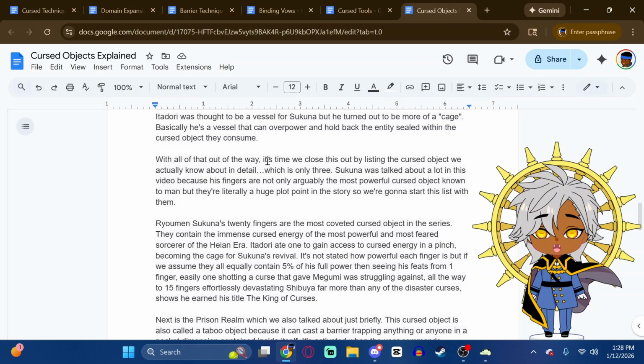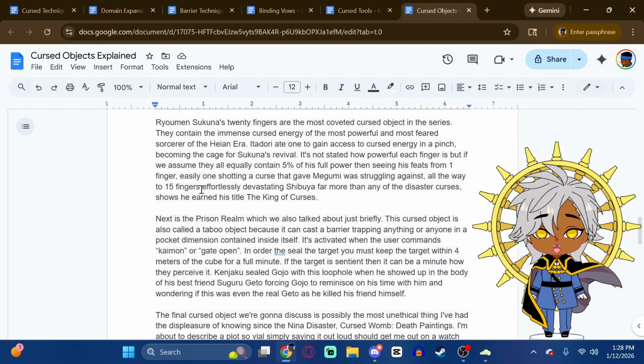So with all of that out of the way, it's time to close this talk about cursed objects and stuff. But we're gonna go over 3 details here. Sukuna was talked about a lot throughout this time, and it's because his fingers are pretty much the most powerful version of cursed objects known to man, and they're literally a huge plot point in the story.